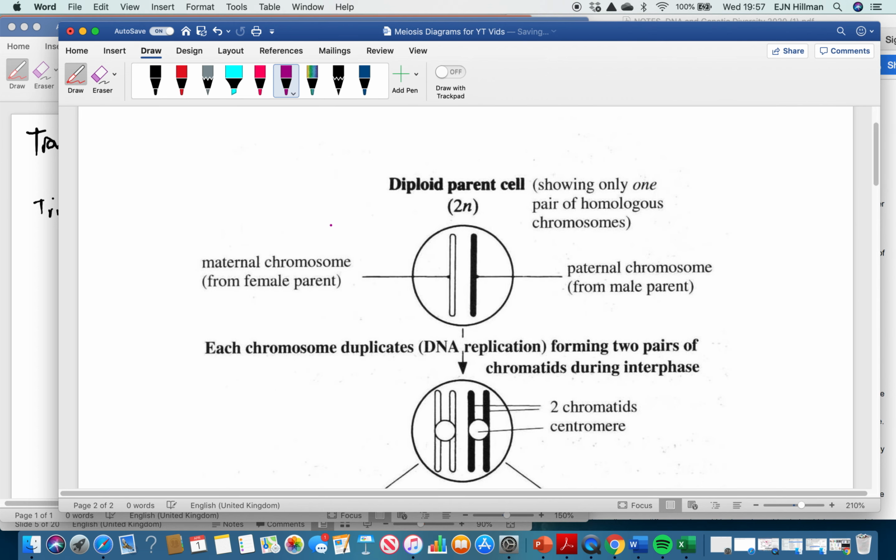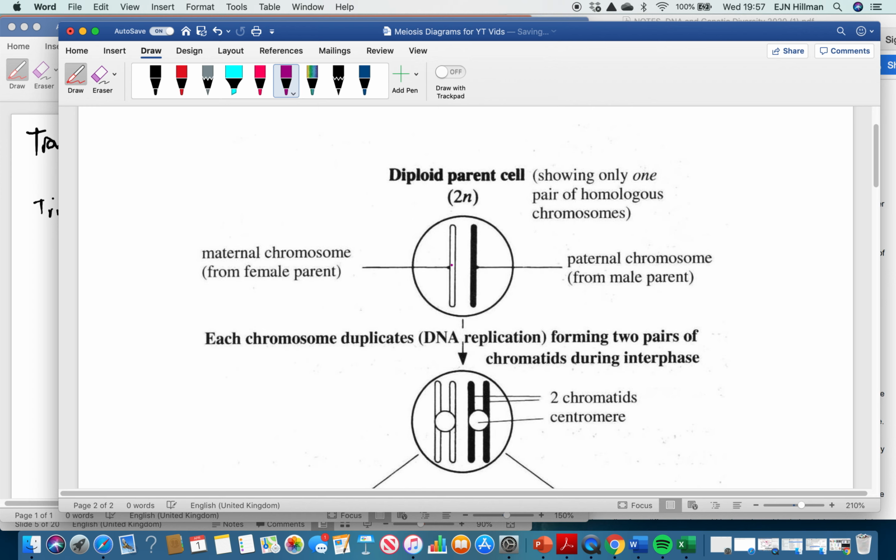Okay, so you've got this diagram in your notes. It shows a diploid cell. So diploid meaning that it shows the pairs of homologous chromosomes. So one maternal chromosome and one paternal chromosome. So remember, homologous chromosomes, or a pair of homologous chromosomes, are two chromosomes with the same genes at the same loci. Okay, so two chromosomes with the same genes.